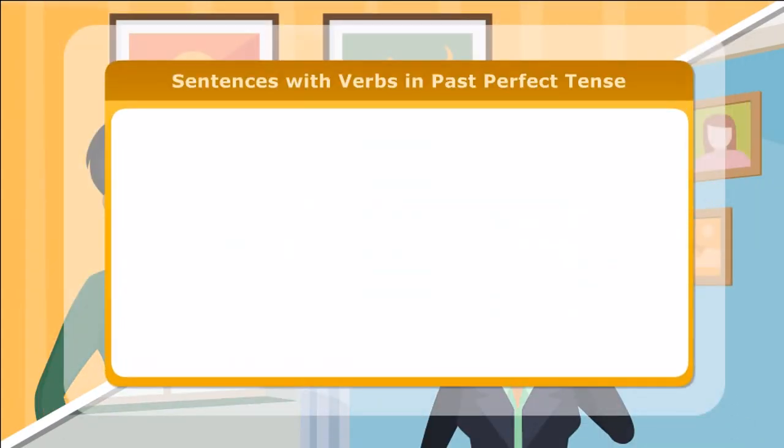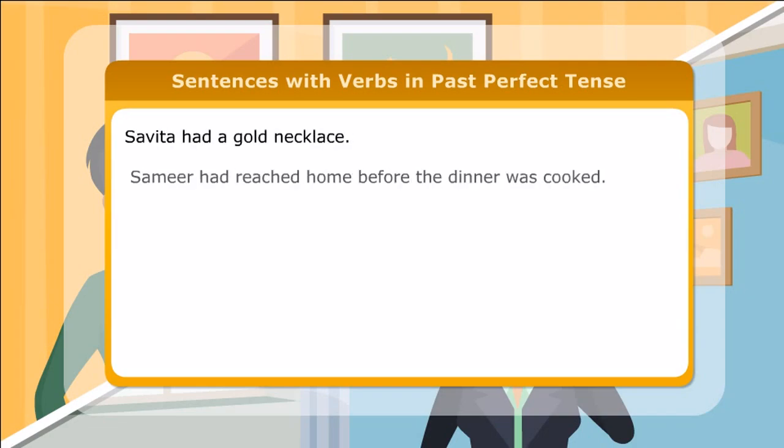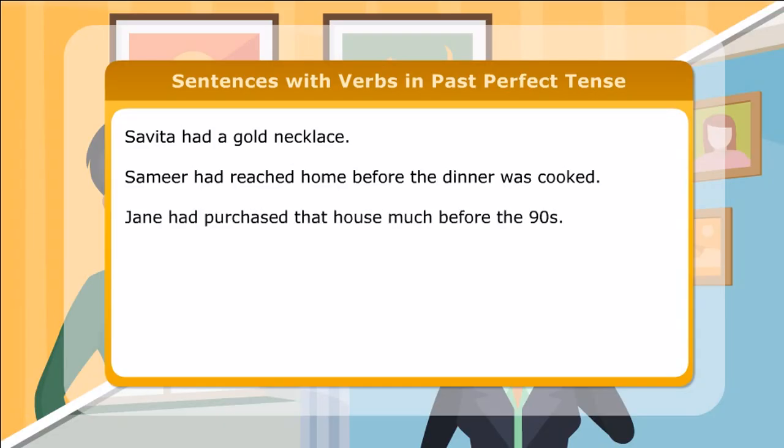Here are a few more sentences with verbs in the past perfect tense. Savita had a gold necklace. Samir had reached home before the dinner was cooked. Jane had purchased that house much before the 90s.